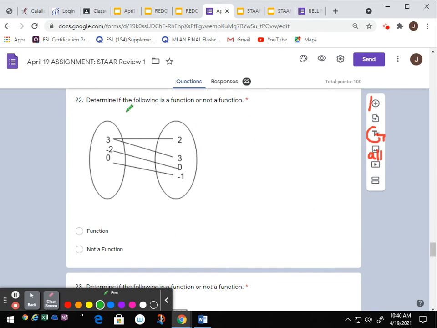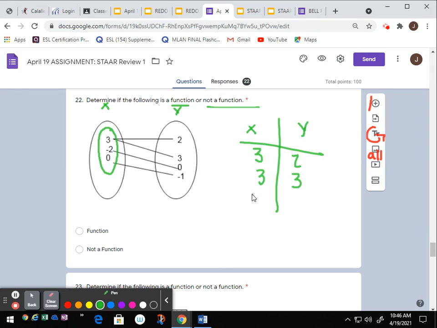All right, let's look at question number 22 real quick. Number 22 says determine if the following is a function or not a function. All right, so again, here's our x values, here's our y values. We want every x value to be its own thing, okay? So the easiest thing is if it's in a map, just write it in a t-chart real quick. So we have x and y. Let's make our t-chart. So we have 3 going to 2, and we have 3 going to 3. So 3, 2, 3, 3.